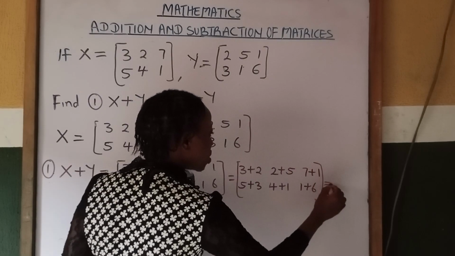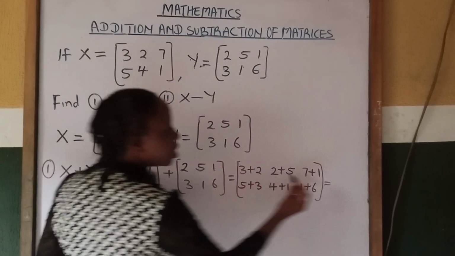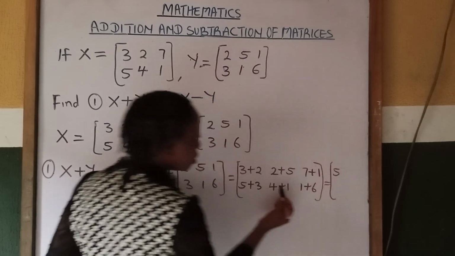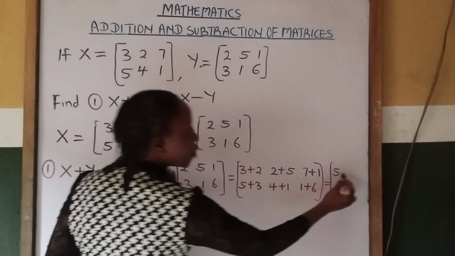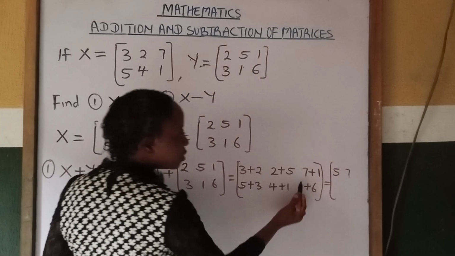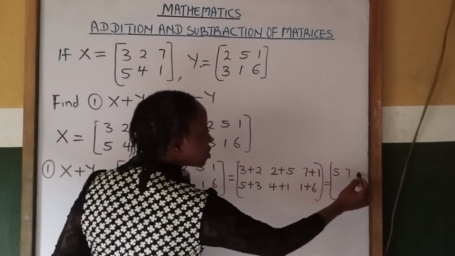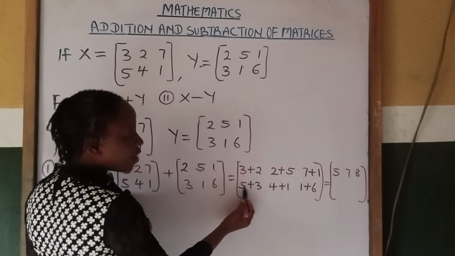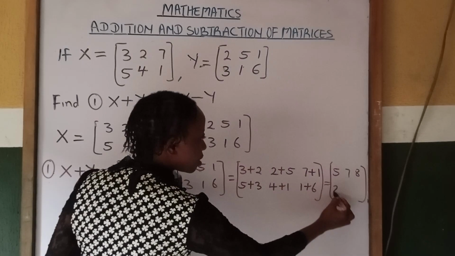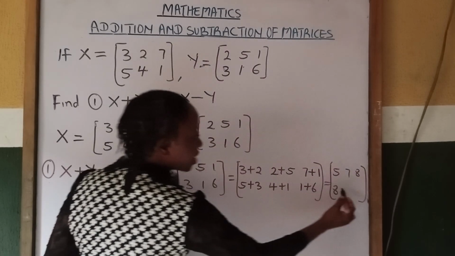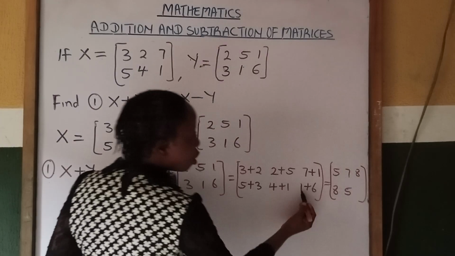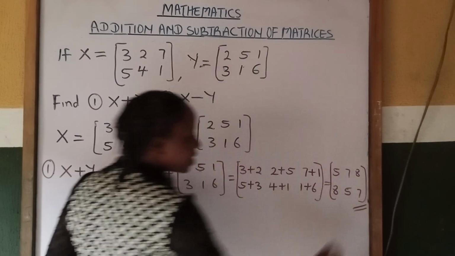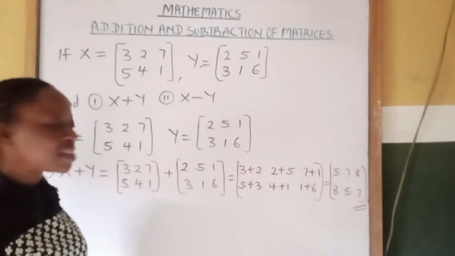What is our result now? 3 plus 2 will give us 5. 2 plus 5 will give us 7. Then 7 plus 1 will give us 8. The second row: 5 plus 3 will give us 8, 4 plus 1 is 5, and 1 plus 6 will give us 7. So this is the final answer. It's as simple as ABC.